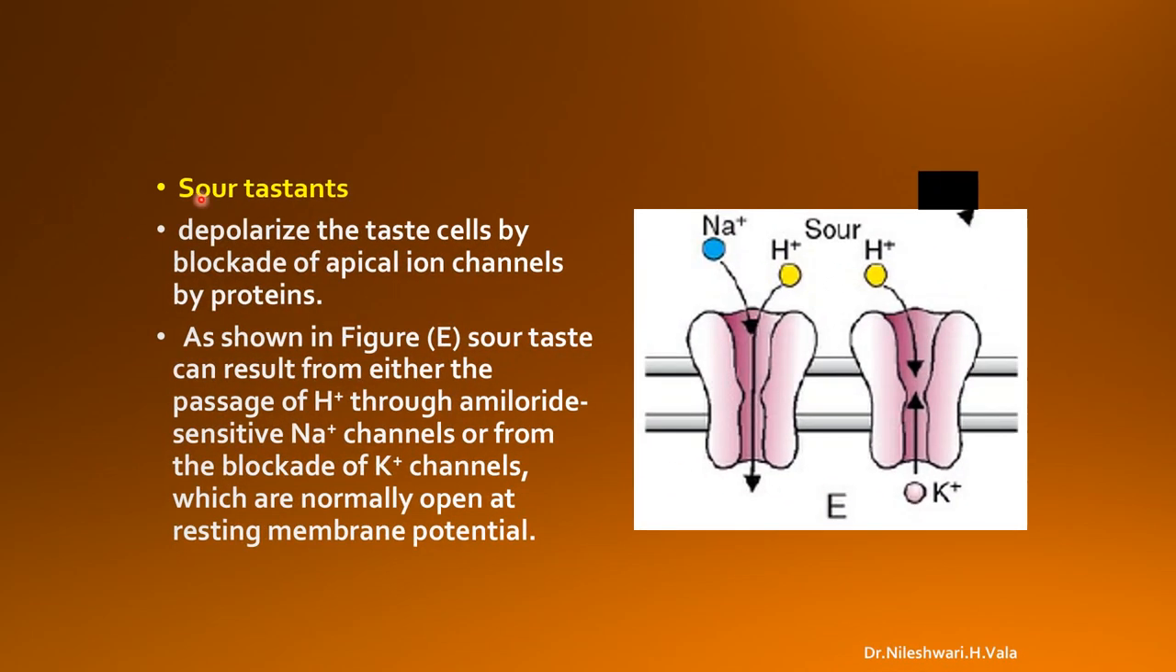Now, sour tastants depolarize the taste cells by blockage of apical ion channels by protons. As shown in the figure, the sour taste can result from either the passage of hydrogen through amiloride-sensitive sodium channels or from the blockage of the potassium channels, which are normally open at the resting membrane potential.